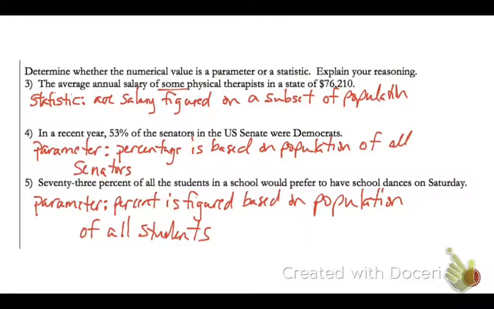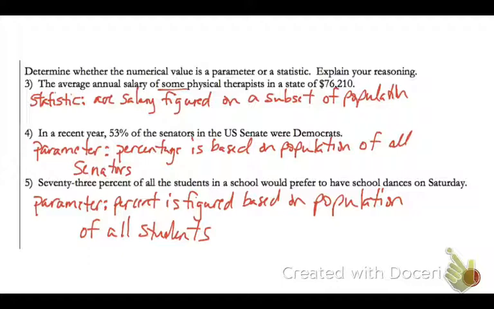All right, on number 3, so we're looking as to whether this numerical description is a parameter or a statistic. So remember, parameter describes a population, statistics describes a sample. So on number 3, that is a statistic because it's the average salary figured on a subset of the population. So notice it said some. That's the key word that I saw. Number 4, it's a parameter because it says 53% of the senators, so it's based on the population of all the senators, not just a portion of them.